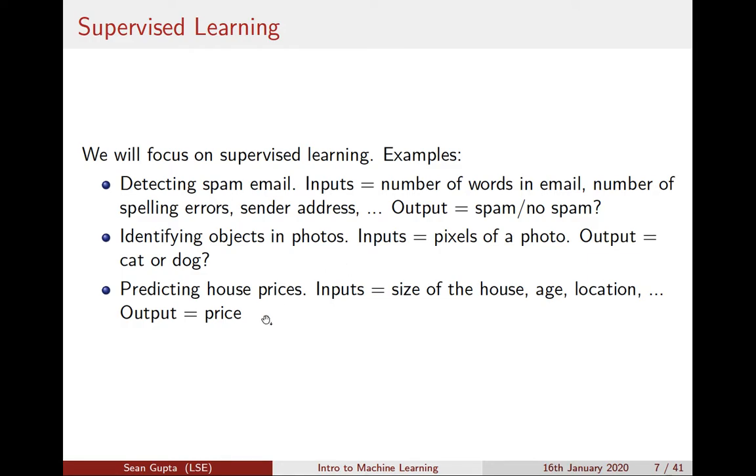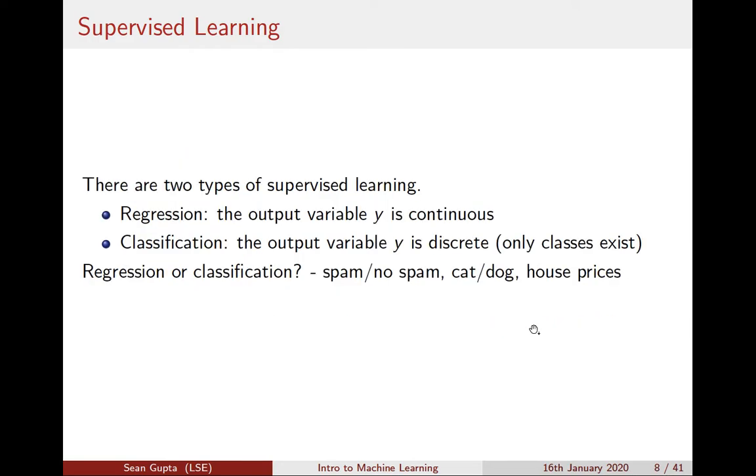Third example, predicting house prices. The inputs could be the size of the house, how old it is, its location, and you want to know how much it is going to fetch on the market. In supervised learning, you generally have two different kinds. The first one is regression, where the output variable is continuous, so it can be any number, for example, a dollar amount. And then you have classification, where the output variable is discrete, so you only have distinct classes.